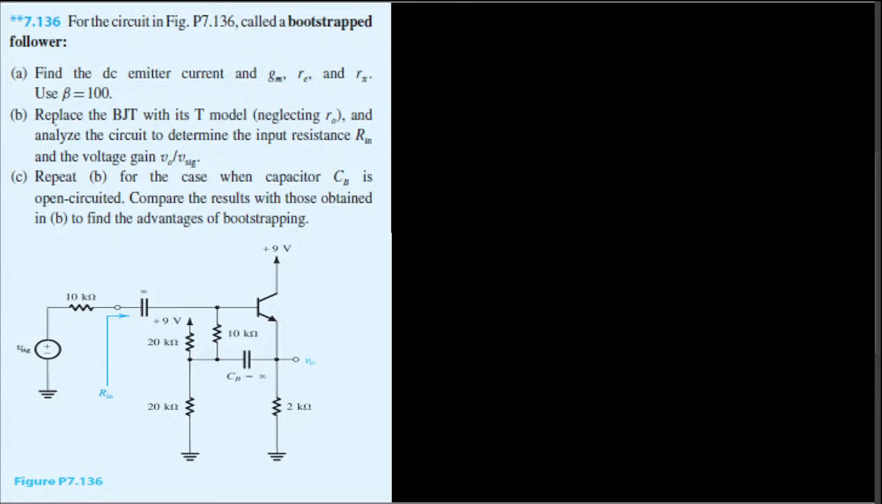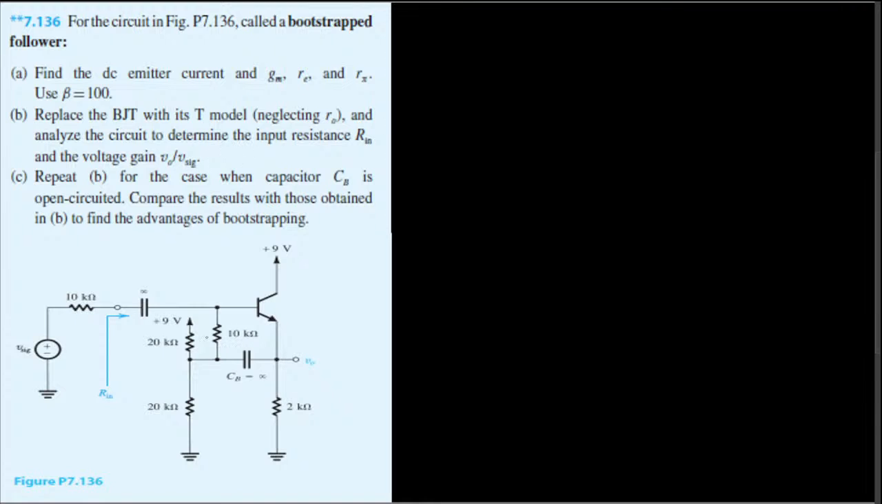The B part of the question is asking to replace the BJT with its T model, neglecting RO, and analyze the circuit to determine the input resistance Rin and the voltage gain vo over vsig. Now let's see how we can do that.